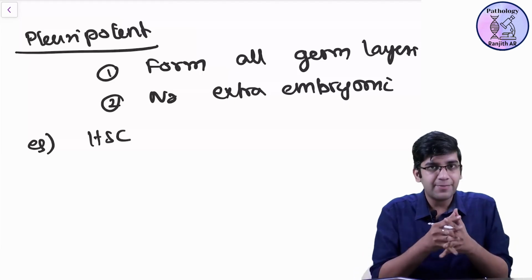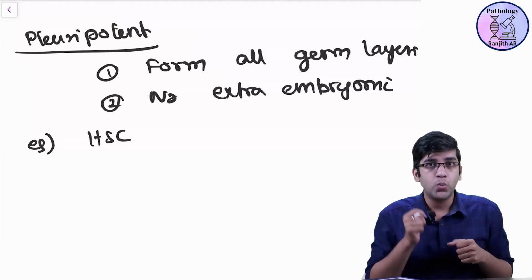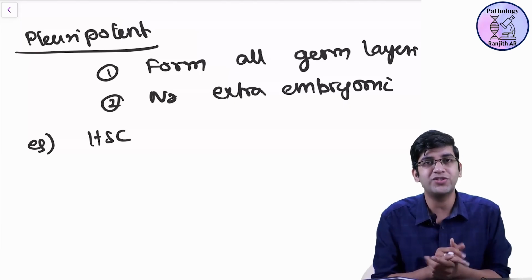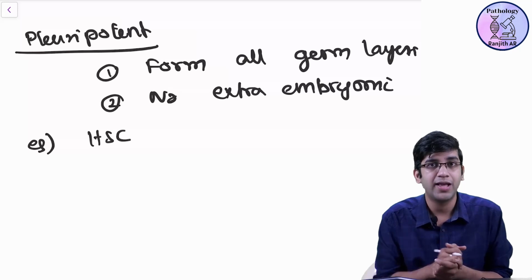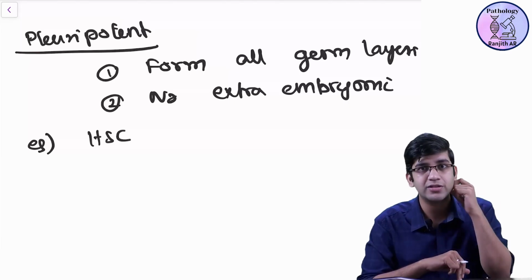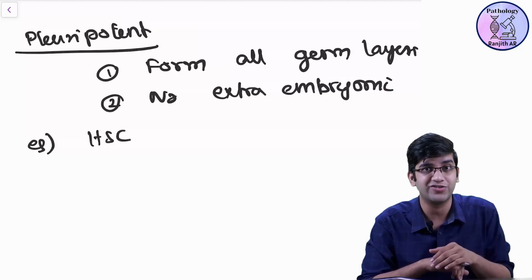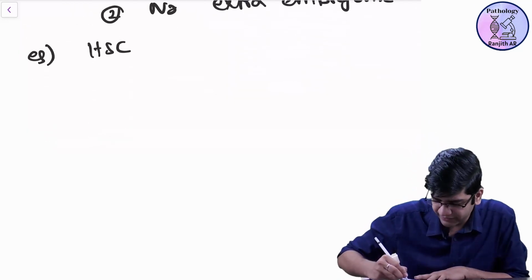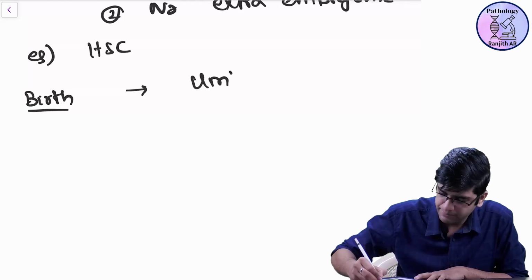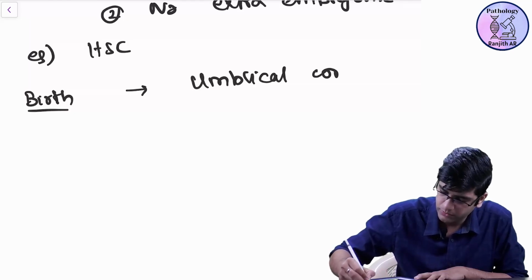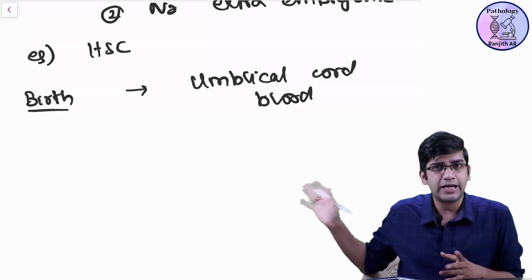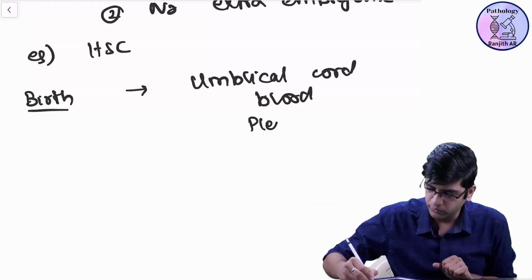So what we say is, I'm having a stem cell in the bone marrow which has the capacity to form any cell in my body. Why should I waste them? I'm going to use them. How? Immediately after a baby is born, these days we have something called umbilical cord stem cell storage, right? So immediately after birth, what we do is we take the umbilical cord blood, and we are saying that this umbilical cord blood will have pluripotent hematopoietic stem cells.